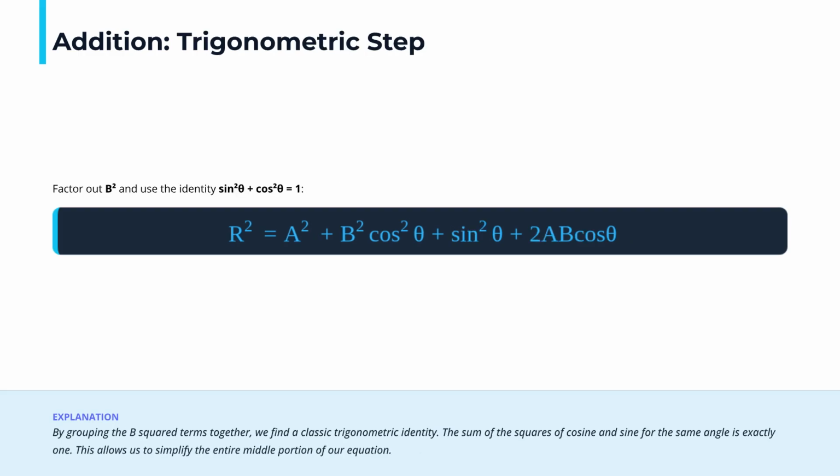By factoring out b squared, we use the trigonometric identity: sine squared theta plus cosine squared theta equals 1. This significantly simplifies the middle portion of our equation.